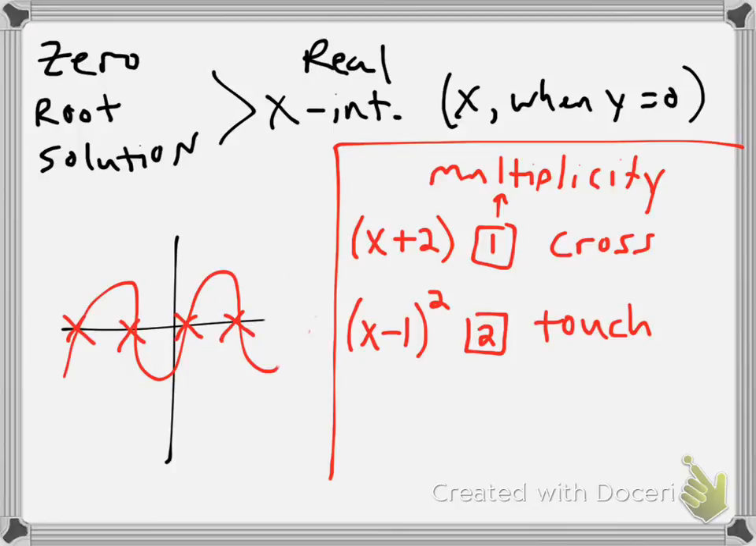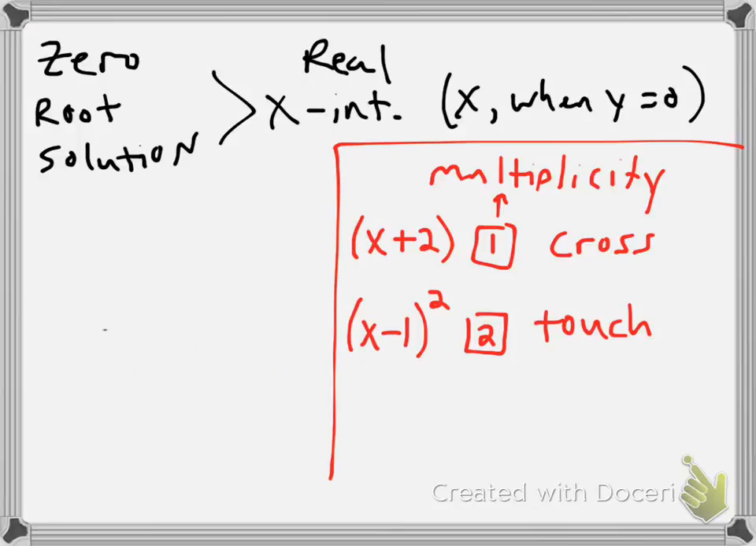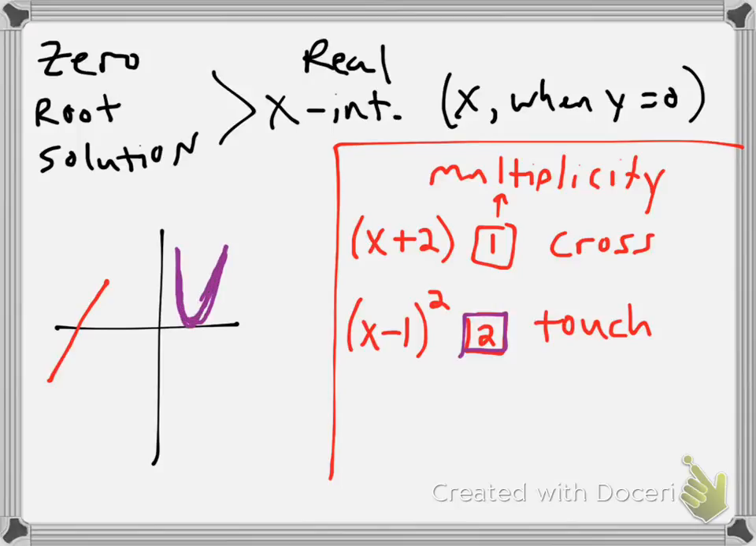Using a graph as a reference, let me get the graph drawn again. If I have a multiplicity of 1, it's actually going to physically cross the x-axis. If I have a multiplicity of 2, it's going to touch the x-axis. It's still technically a zero because it's touching that point on the x-axis, but it's not going to cross. It acts more like a quadratic, whereas multiplicity 1 acts more like a line.